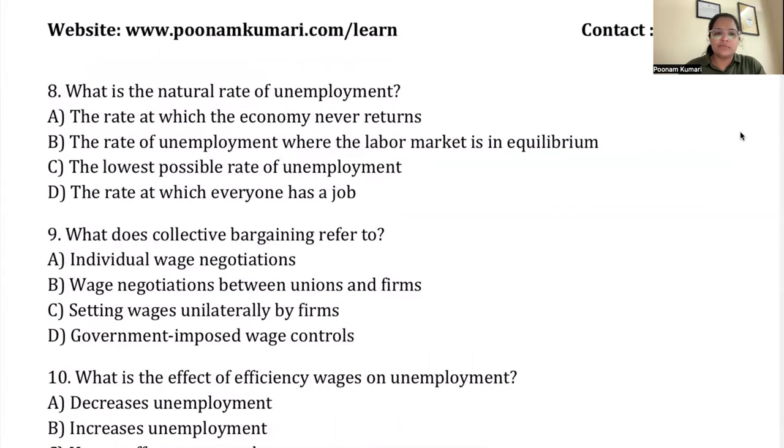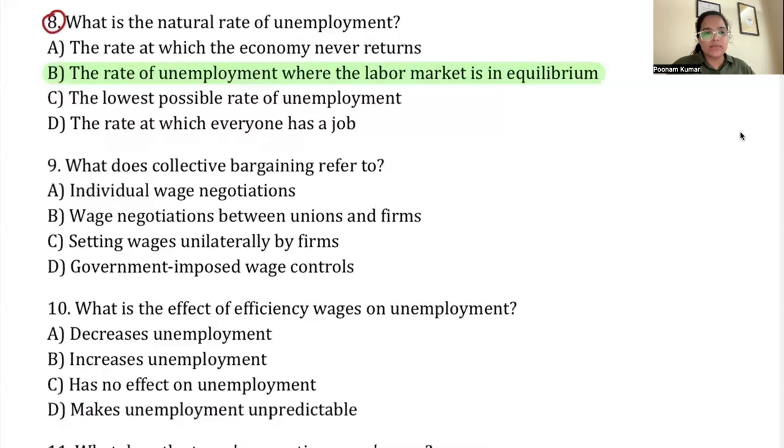Option B, the rate of unemployment where labor market is in equilibrium. Right? So it's not a rate where everyone has a job. It's not the lowest possible rate. It's not the rate where economy never returns, but rather where the labor market is in equilibrium, which is option number B. Okay? Let's go, question number 9.